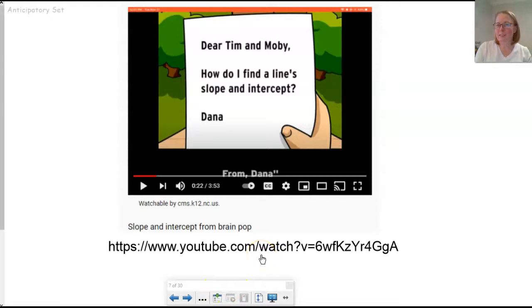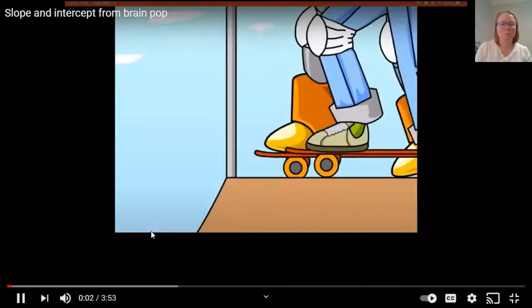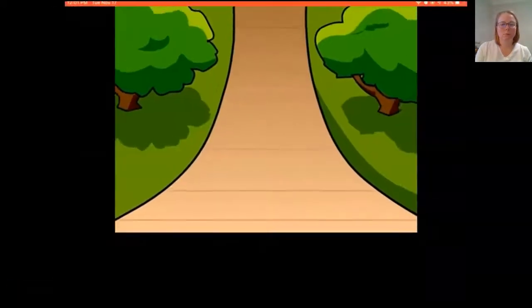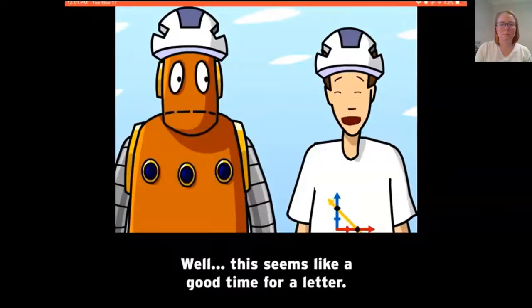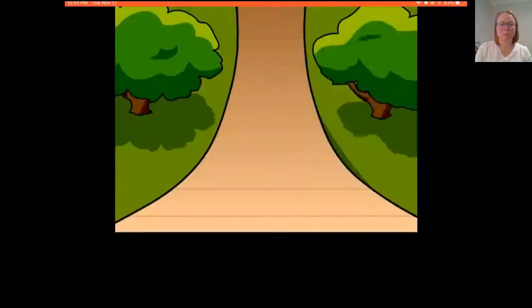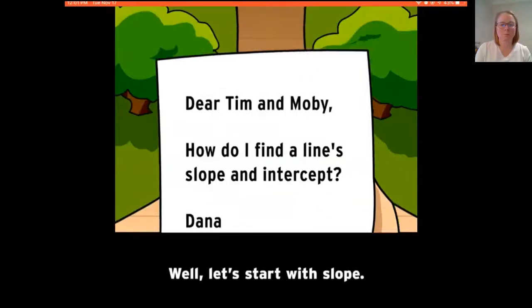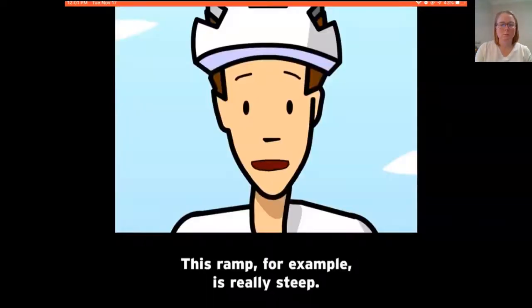So let's hear what Tim and Moby have to say about slope and intercept. Well, this seems like a good time for a letter. Dear Tim and Moby, how do I find a line's slope and intercept? From Dana. Let's start with slope. The slope of a line is another word for its steepness. This ramp, for example, is really steep.